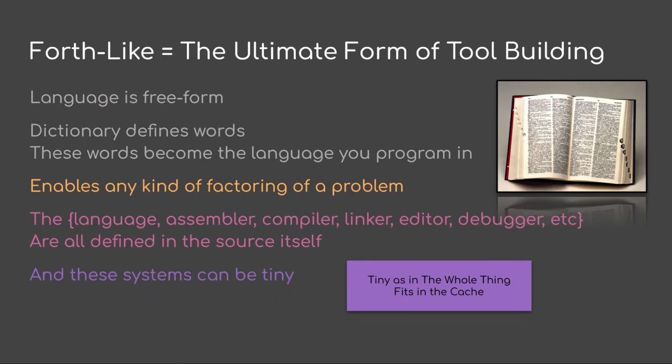So a Forth-like machine is really the ultimate form of tool building. The language is freeform. The dictionary defines words. These words become the language you program in. It enables any kind of factoring of a problem. The language, the assembler, the compiler, the linker, the editor, the debugger, they're all defined in the source itself, and these systems can be tiny. Tiny as in the whole thing fits in the cache.